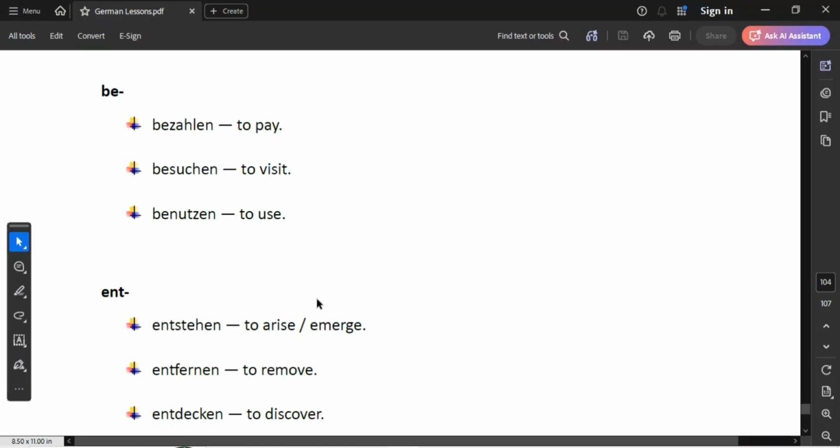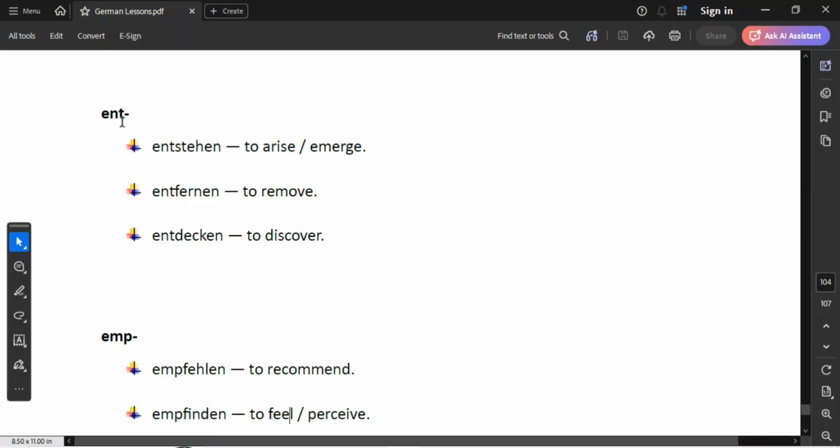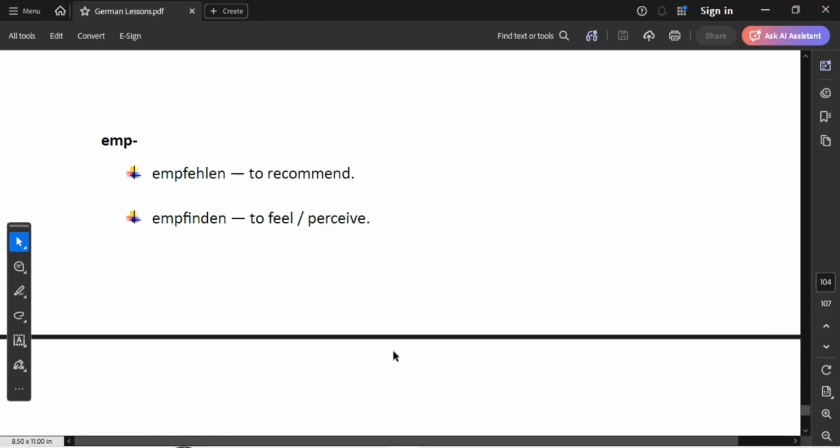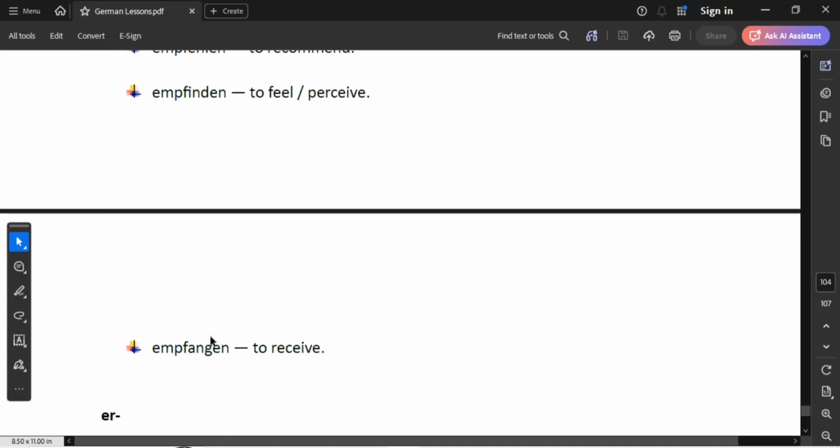Then from there I want us to look at prefix ent, and with ent we have entstehen, which means to arise or emerge. We have entfernen, which means to remove, entdecken, to discover. Then after ent we have prefix emp, whereby we have empfehlen, which means to recommend, empfinden, which means to feel or perceive. Then we have another example, empfangen, which means to receive.